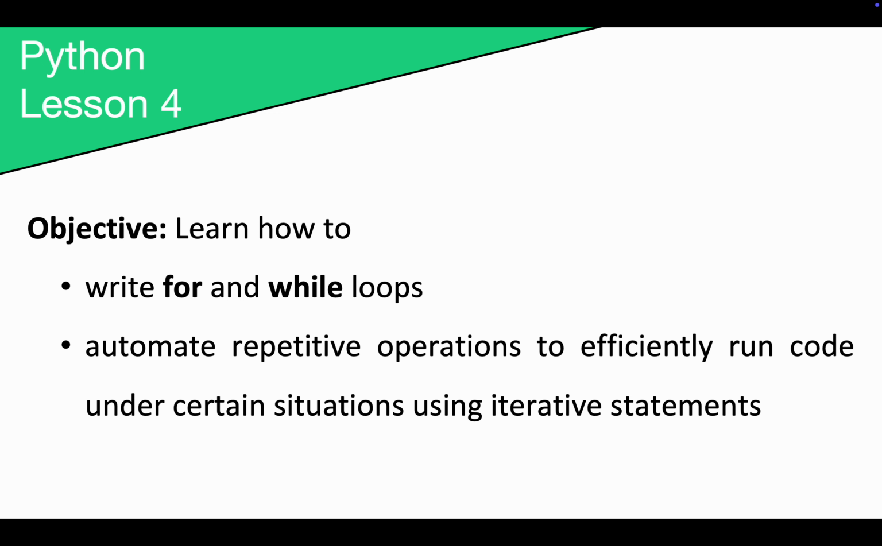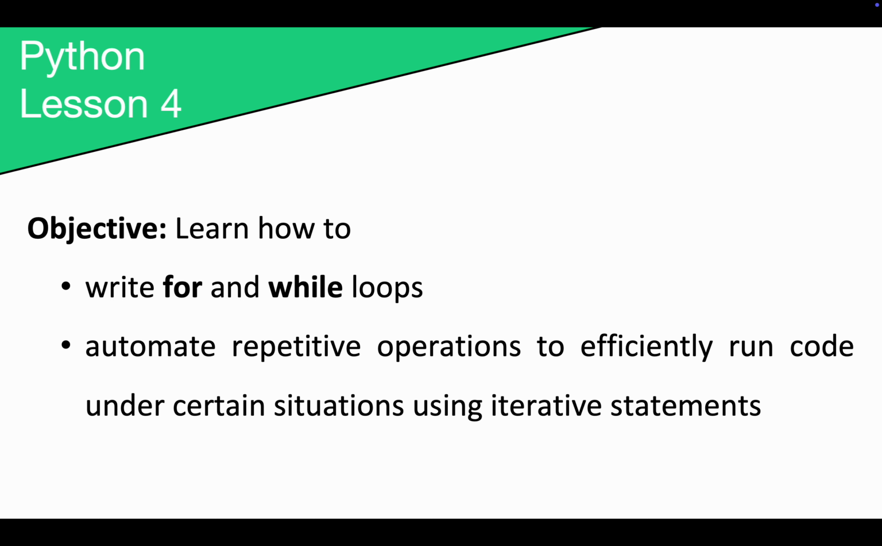That is why, if you think of robots replacing humans, why use robots? Because maybe robots do not get tired. They can do repetitive things, and doing the same thing over and over again could be more efficient, and we're going to learn an efficient way to run code again and again. Today we're going to learn in Python how to write the for and while loop.